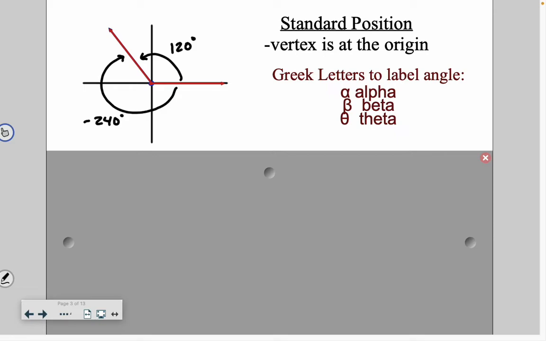I put a couple things up here: Greek letters, different Greek letters that are used to represent angle measures, just like variables, x, y, z, any of that kind of stuff. Alpha, beta, and the one you're probably going to see most often, and you saw it in geometry, was theta. Tangent of theta, sine of theta, things like that. So just a heads up on those things.